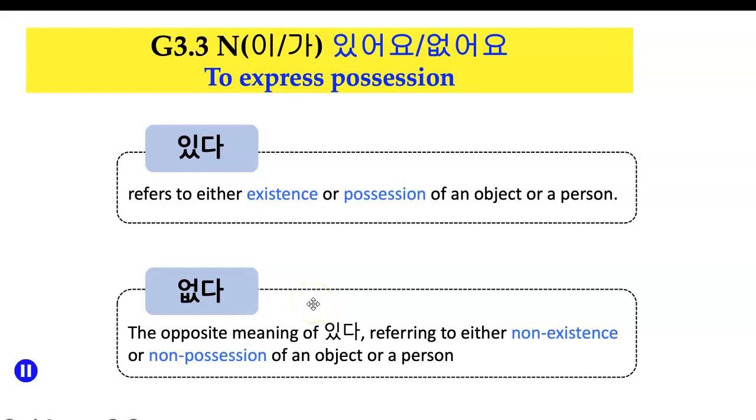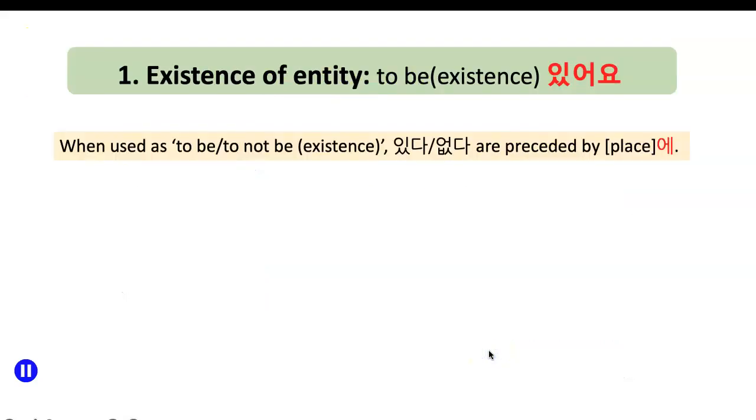Turn to textbook page 103, grammar 3.3, expressing possession, noun 이/가 있어요, 없어요. Now I'm going to focus more on expressing possession. I have these two verbs, 있다 and 없다. 있다 refers to either existence or possession of an object or person. 없다 is the opposite of 있다 and refers to either non-existence or non-possession of an object or person.